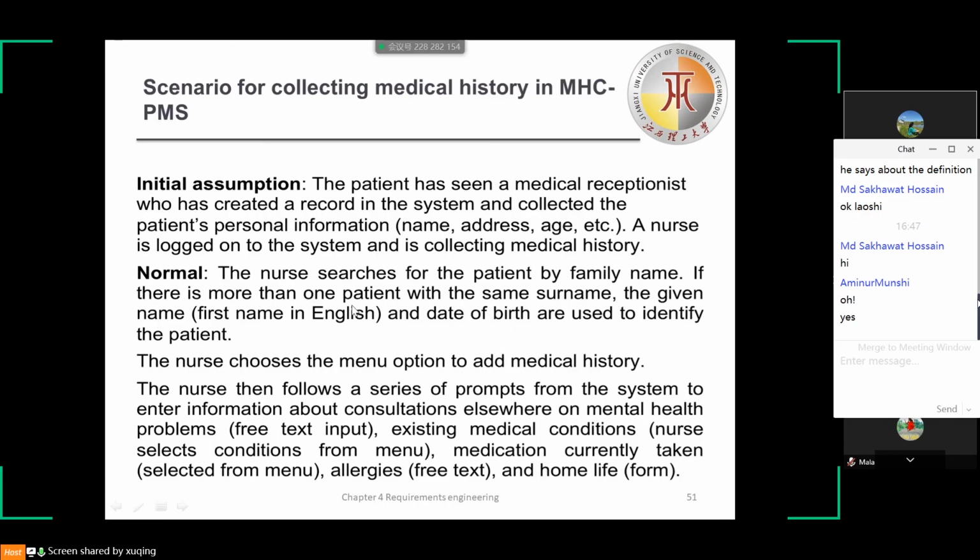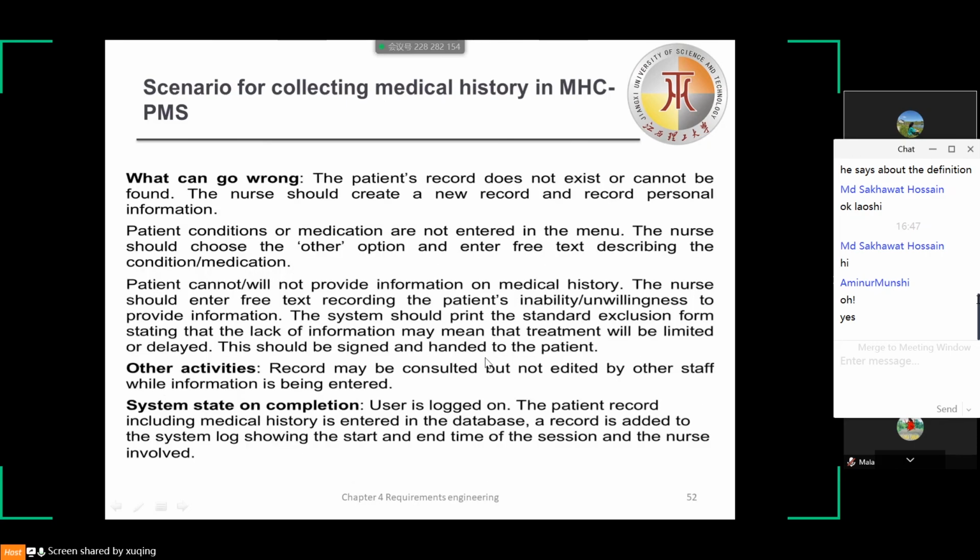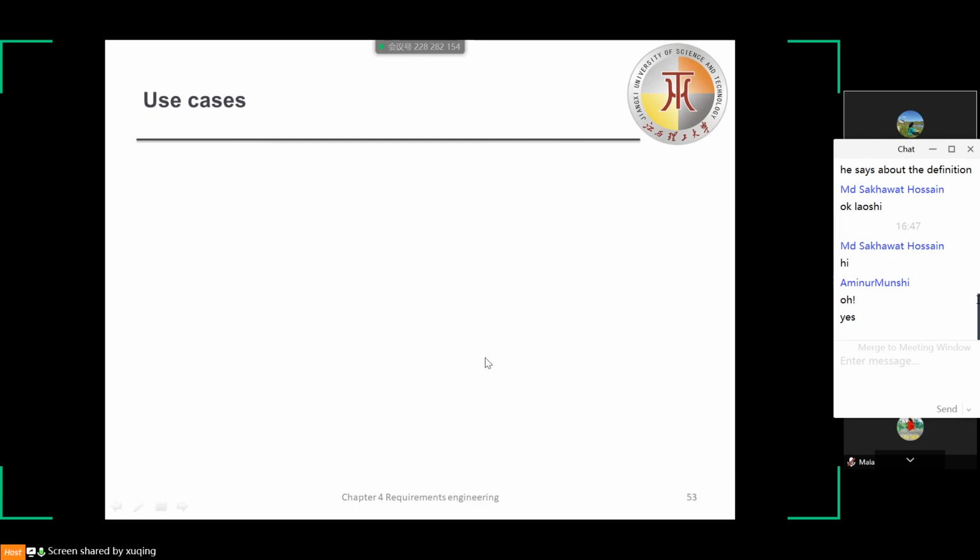So we see that this scenario shows what happens when medical history is collected. This is the technique of scenario. Now we'll see another one, which is the use case.